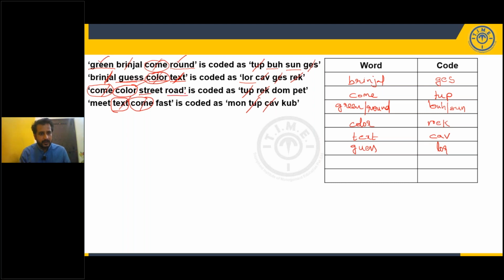Street, road. What are we left with? Street, road. Street, the third statement is already compared with the first and second, so comparing again is of no use. Compare with the fourth: street, no, we don't have a common one. Road, we don't have a common one. So we are unable to decide the codes for street and road.